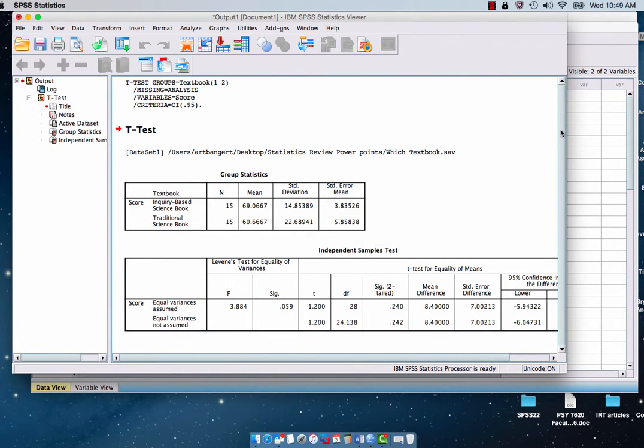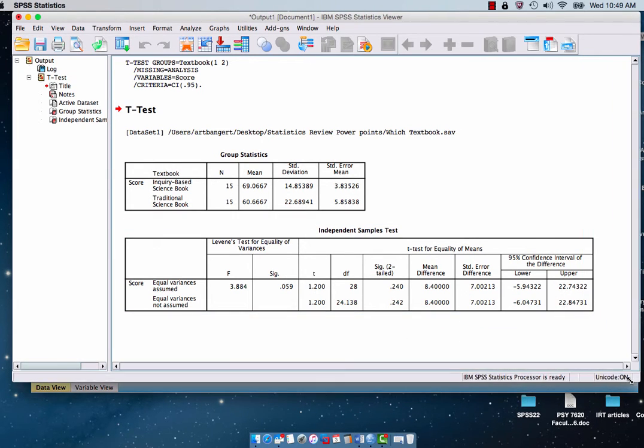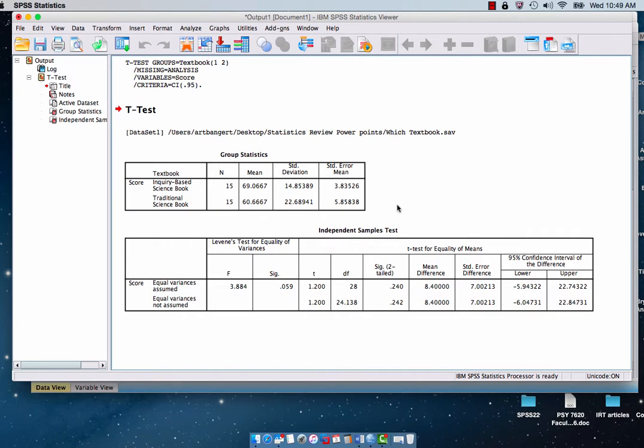And moving down onto the report, we can see that Levene's test of equality for homogeneity of variances was not significant because it's above 0.05. And so what we say is that the variances, or the variability, and of course standard deviations are the square root of the variances, are similar. They're not different enough to say that we have violated the assumption of homogeneity of variances.